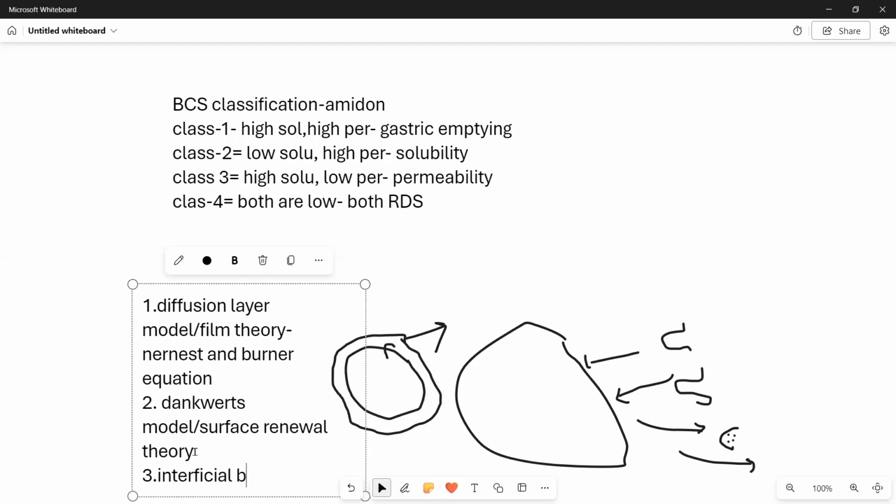Interfacial barrier model, which is also known as the double barrier model.